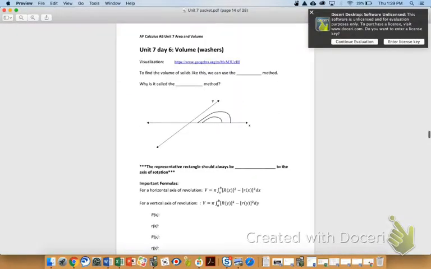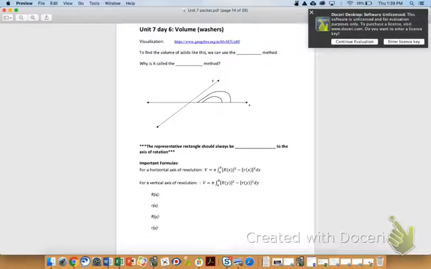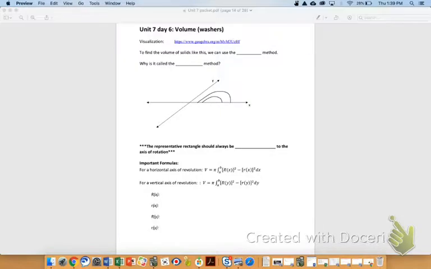There we go. And again, just to make it clear, I'll fill in a couple of blanks here. If you're trying to find the volume of a solid like this, we'll use what's called the washer method. Hopefully what you just saw there makes sense because we're using washers to accumulate the volume. A reminder from last time, the representative rectangle should always have what relationship to the axis of rotation? Perpendicular, that's right. And that's going to be true for us for all of these.